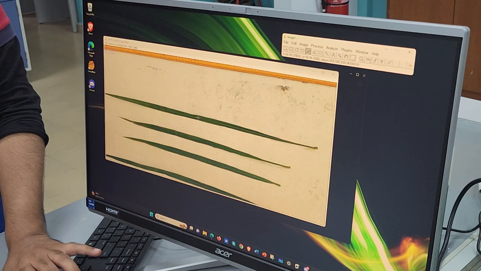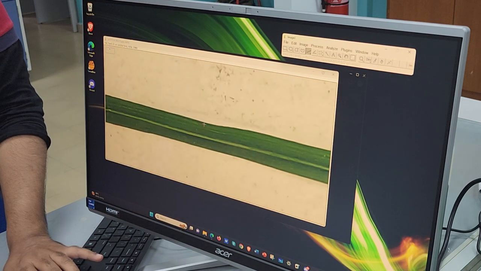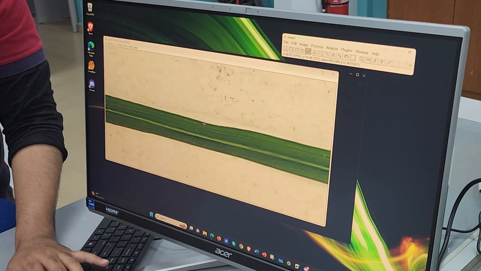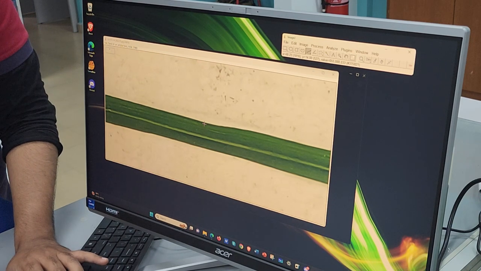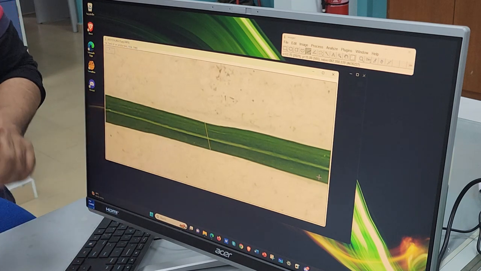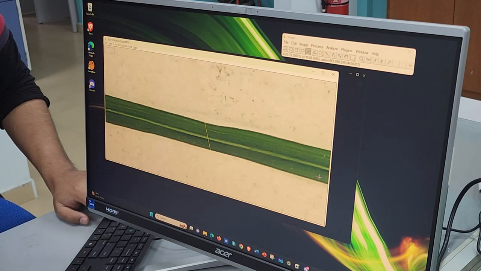Try hovering on the leaf. Do you know more or less what the width of your leaf is? Let's say 1.5 cm, right? So use the straight line tool again. We take the length of the leaf width. To measure, press M.